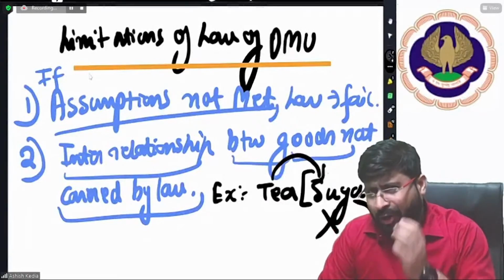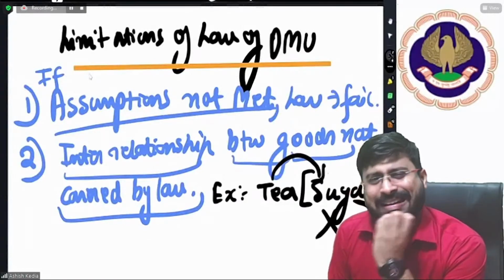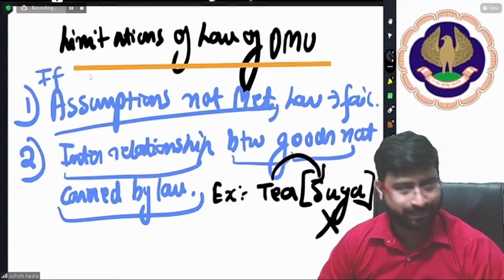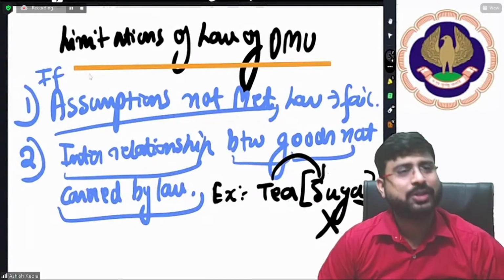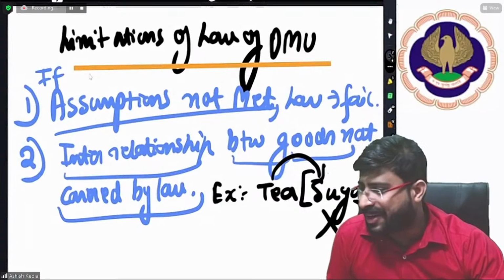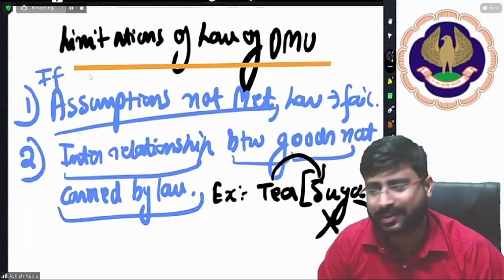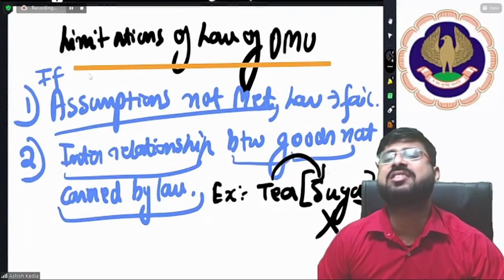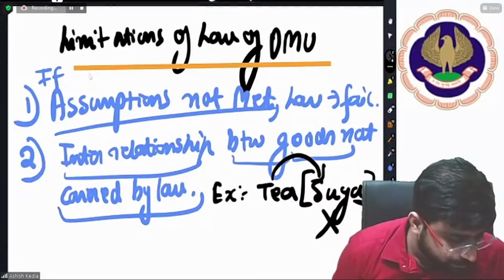But does law of DMU explain such interrelationship? What do you say? No, it does not, sir. No, it does not. Law of diminishing marginal utility does not explain such interrelationship. That's right. Understood? Guys, first two limitations, is it clear? So that I move to the third limitation of law of DMU.